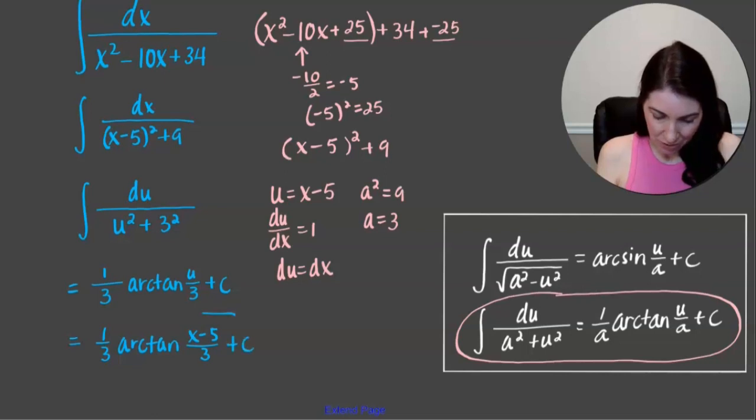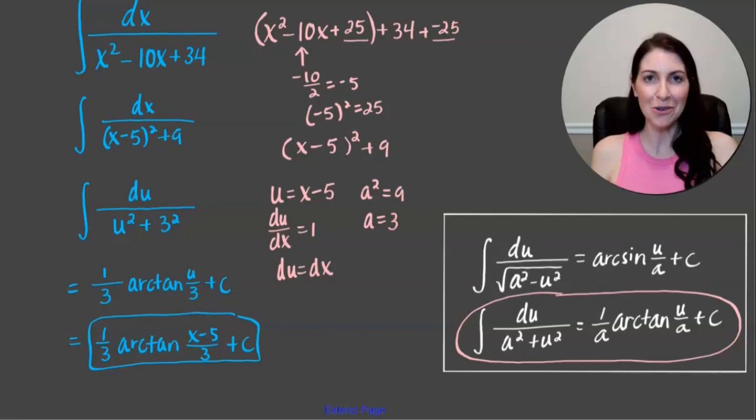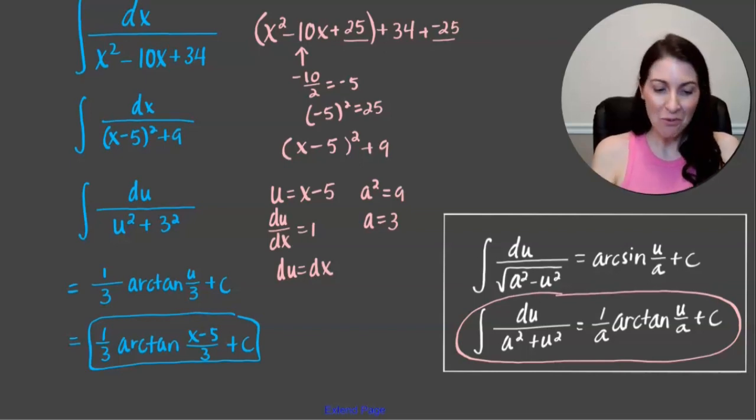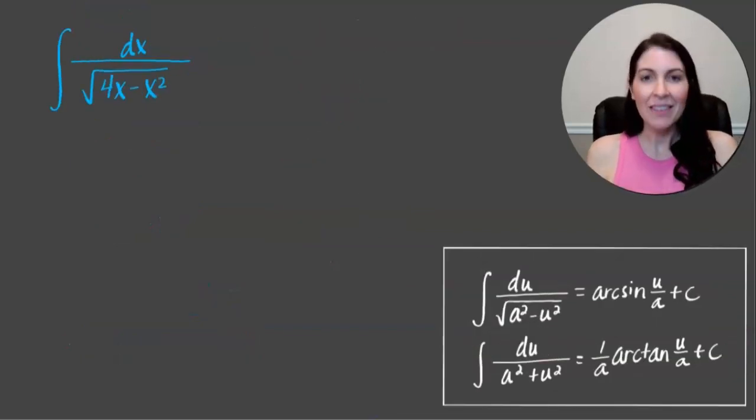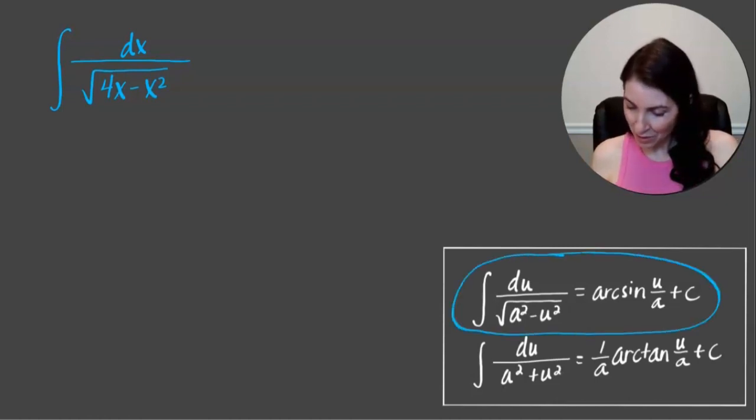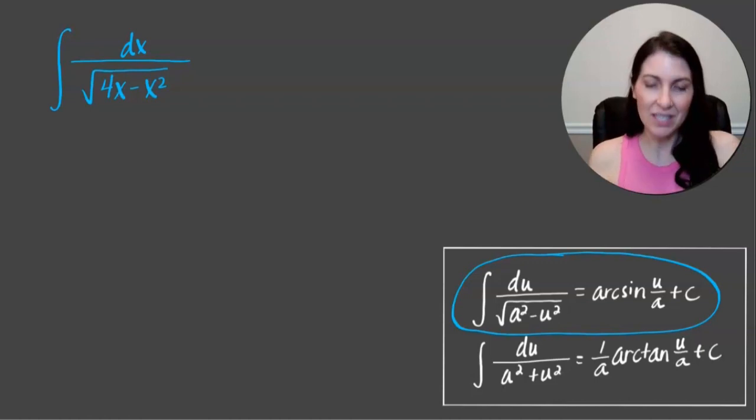And that is how to integrate using completing the square of this integral. Let's look at another one that's a bit different. In this integral, I see that I have a square root in the denominator. So you know what? This one is going to produce an arcsine function, but it will require us to complete the square. So let's do that off to the side.